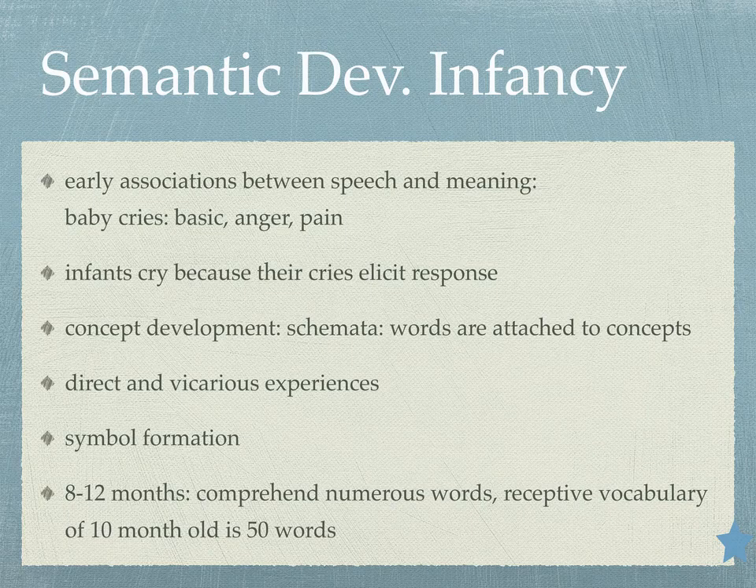Between 8 and 12 months, they begin to comprehend numerous words. The receptive vocabulary of a 10-month-old is 50 words. So they're understanding, receiving 50 words, which is pretty good for 10 months. They can understand those. And of course, they're probably going to be mommy and daddy, ball, book, all those basic things.